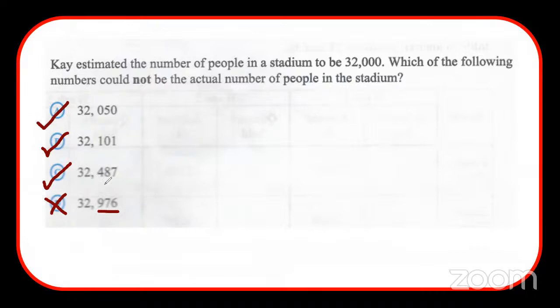And so, of course, the correct answer has to be D, 32,976. That could not be the actual number of people in the stadium. Very good, guys. Brilliant. All right, so let us move on to our next question.